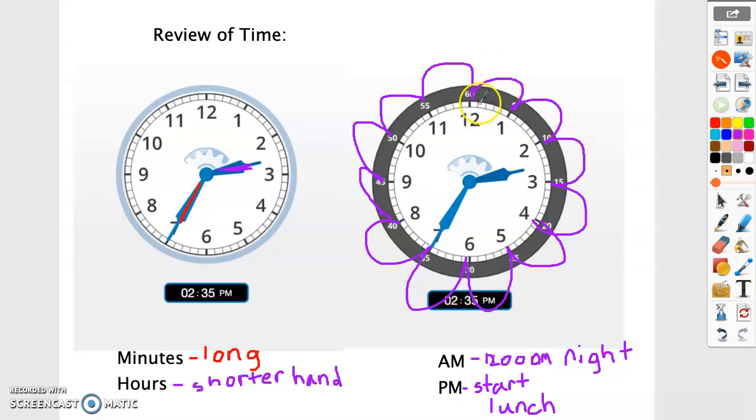Now we have little tick marks in between our 5 minutes. These little tick marks are 1 minute. So we have 1, 2, 3, 4, and when we hit the 5th one, that's 5 minutes. So these are minutes, and our petals are increments of 5 minutes.